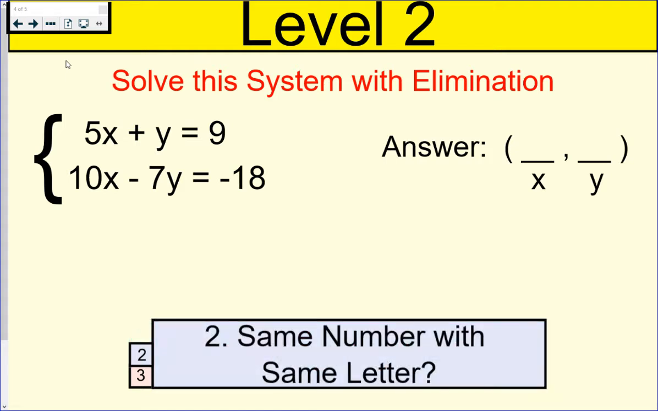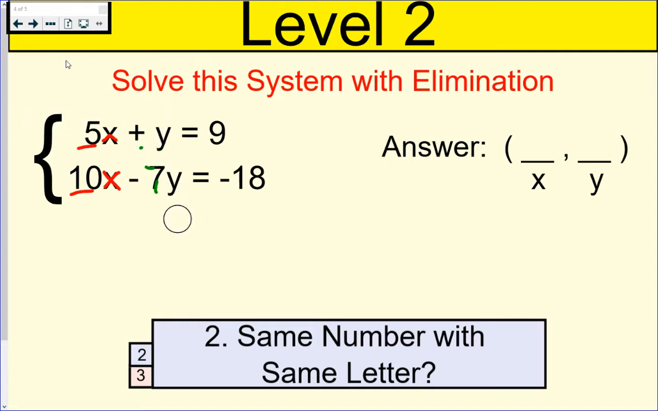Number 2, do we have the same number with the same letter? So what I like to do is look at my x's, and they have different numbers in front of them. So then I say, all right, let's look at my y's. My y's have different numbers in front of them as well. There's an invisible 1 here. There's a 7 here. So before we can move on, we've got to address this issue.